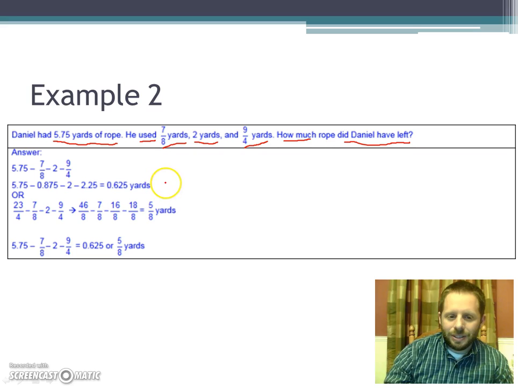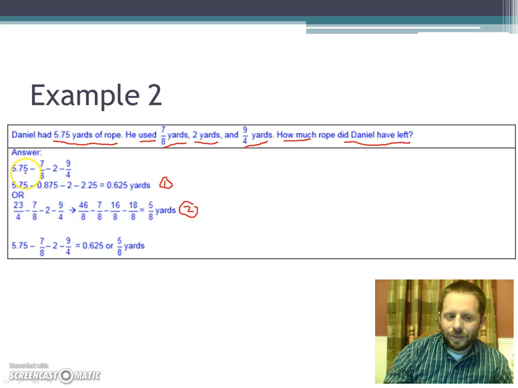So I want you to see here's the same 2 processes we did before. Here's process 1, here's process 2. Process 1, we're changing each of these to a decimal and then subtracting to get our final answer. Okay, doing it the same way. Divide the denominator into the numerator to make your decimals. The second route is changing them all to fractions.